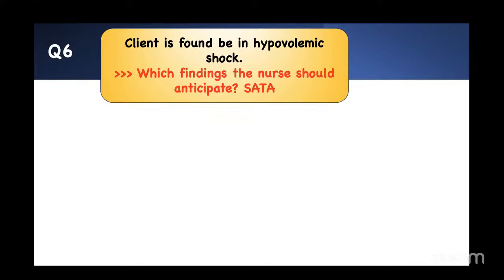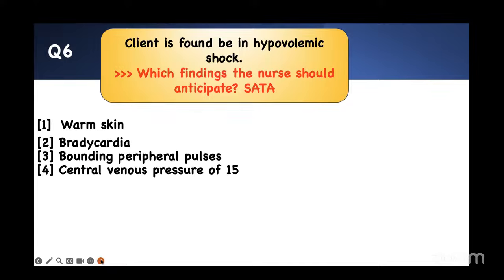What would you see in hypovolemic shock? I know you know it. What are the signs and symptoms of hypovolemic shock? I use this case study to give you all kinds of fluid and electrolyte information. Know this, please know this. When it comes to hypovolemic shock, what do you see? Do you see a warm skin, bradycardia, bounding peripheral pulses, central venous pressure of 15?